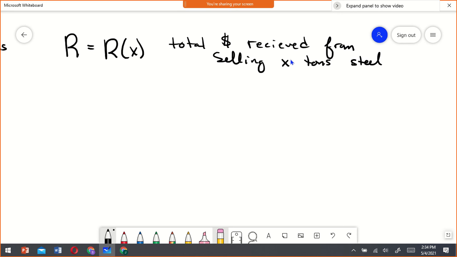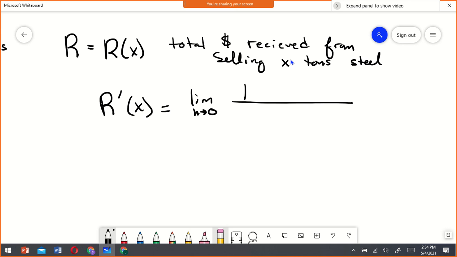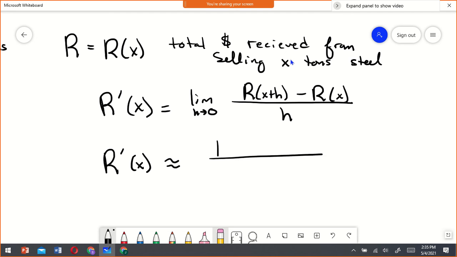And we use basically the same type of thing. We have R prime, or the first derivative of R, is equal to, and you can use that limit to get an exact, the limit as h goes to 0 of R of x plus h minus R of x over h. And we can also talk about the marginal revenue as being approximated as we let h get really small. It's approximately that difference quotient, R of x plus h minus R of x over h. So as h gets really tiny, that limit portion kind of disappears.